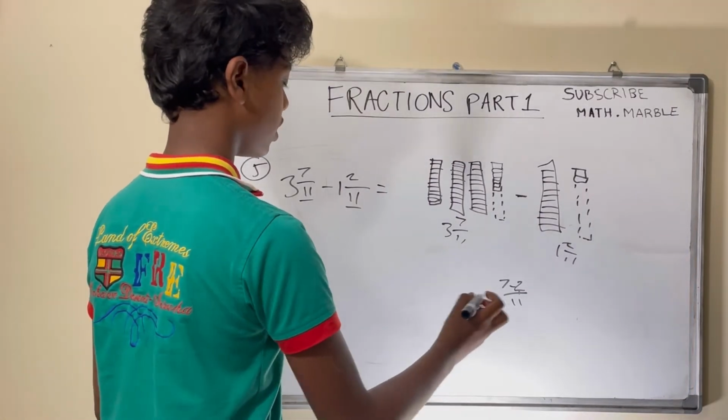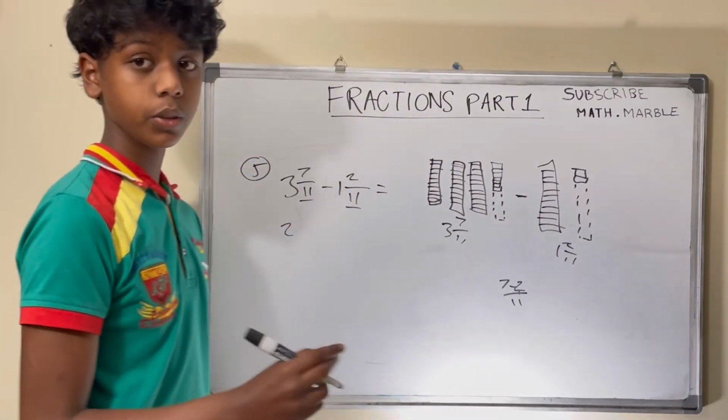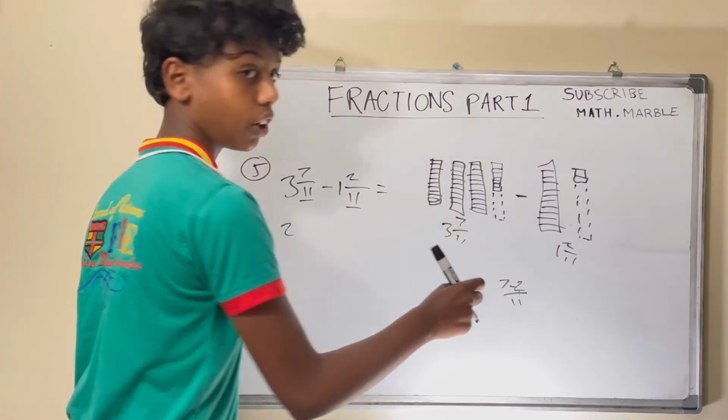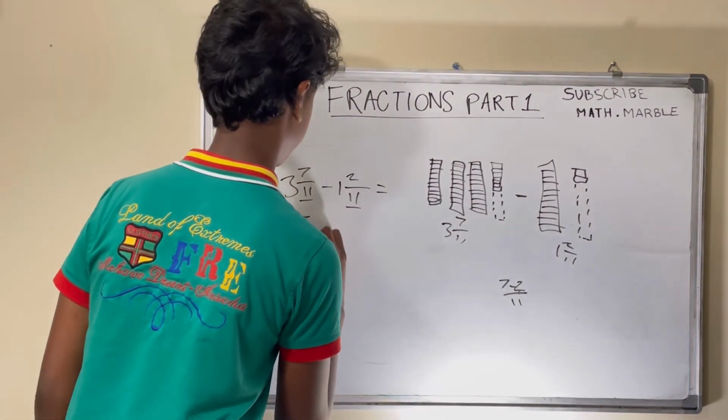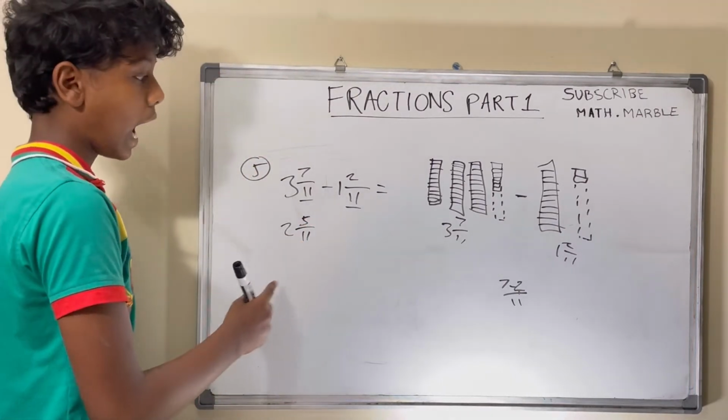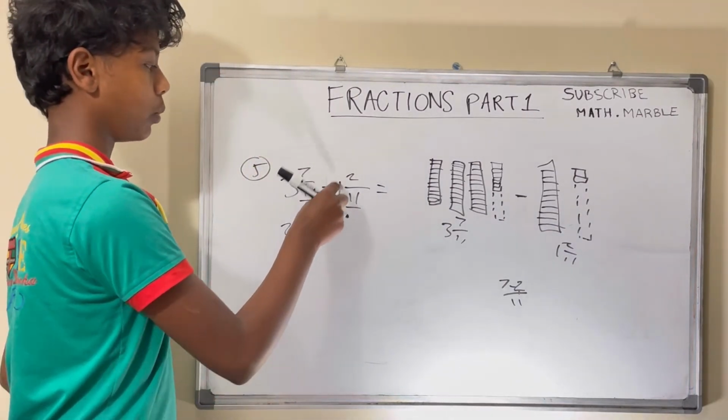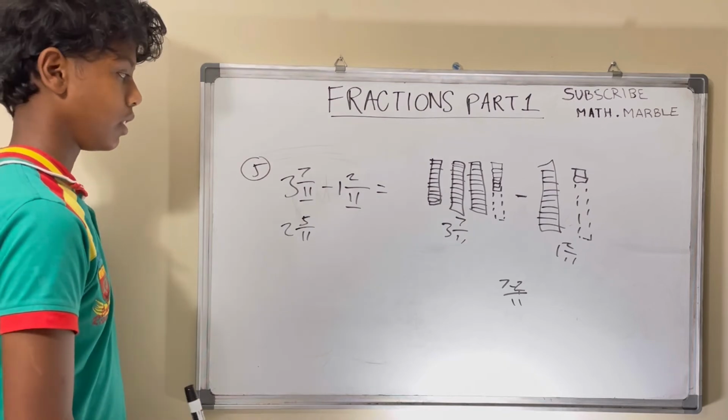So 7 minus 2 is 5, and our denominator always stays the same. 5/11ths. This is our answer after I give him the 1 and 2/11ths of the chocolate bar.